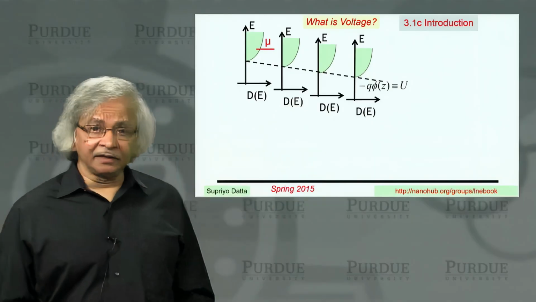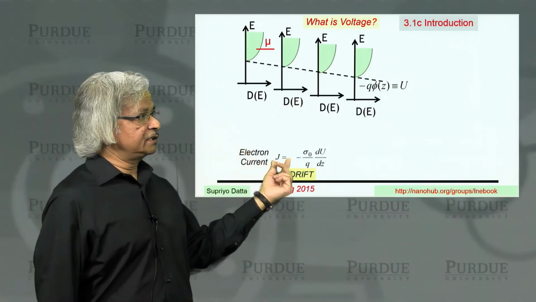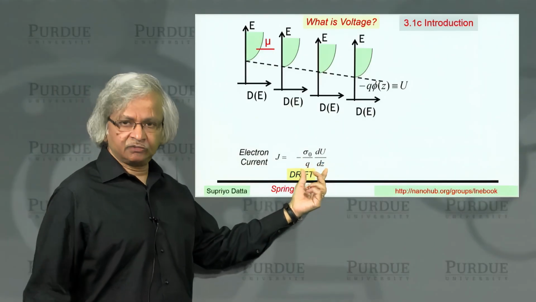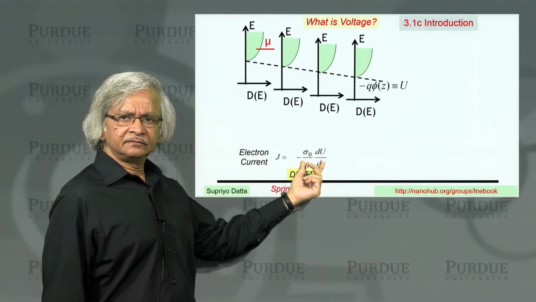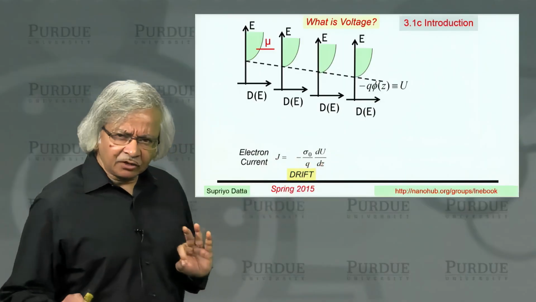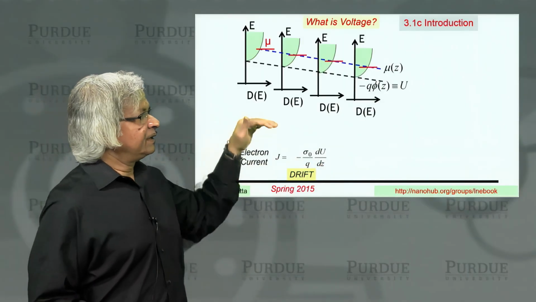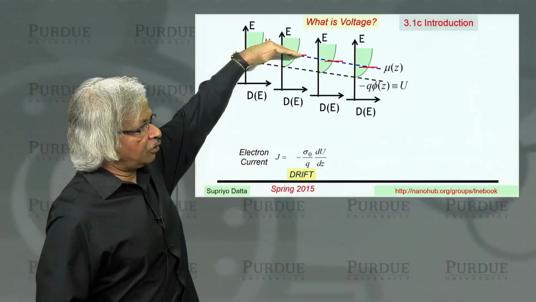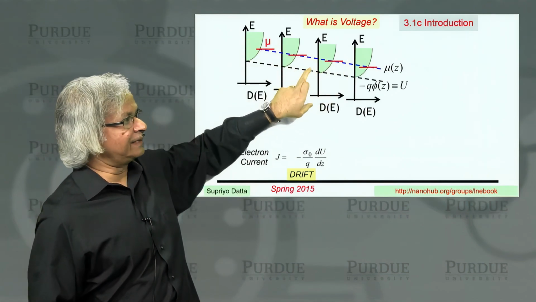So is there a current? Well, if you write the electron current as being proportional to this electric field, then you'd say, yes, there is a current. But that's really not quite true. That's true only if the electrochemical potential also goes down, like I've shown here. Only if this is parallel to this.